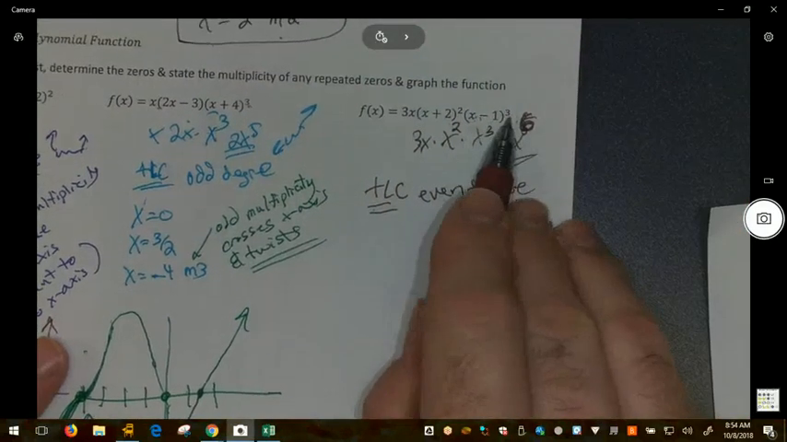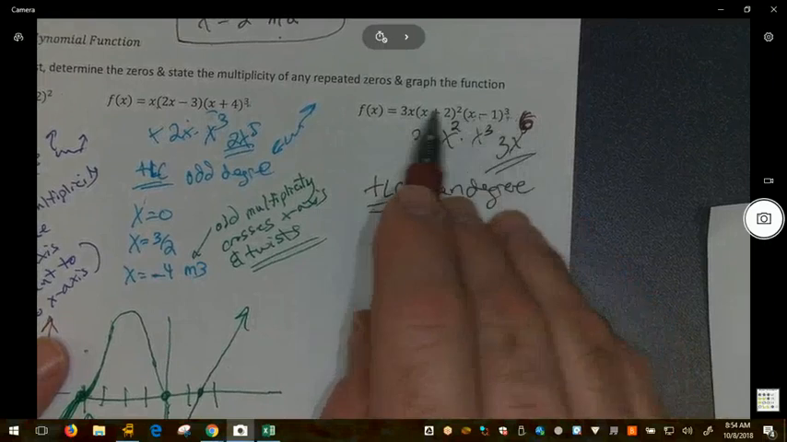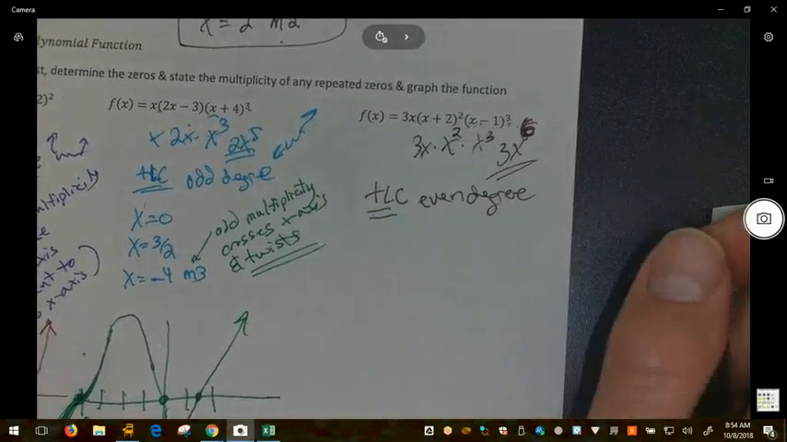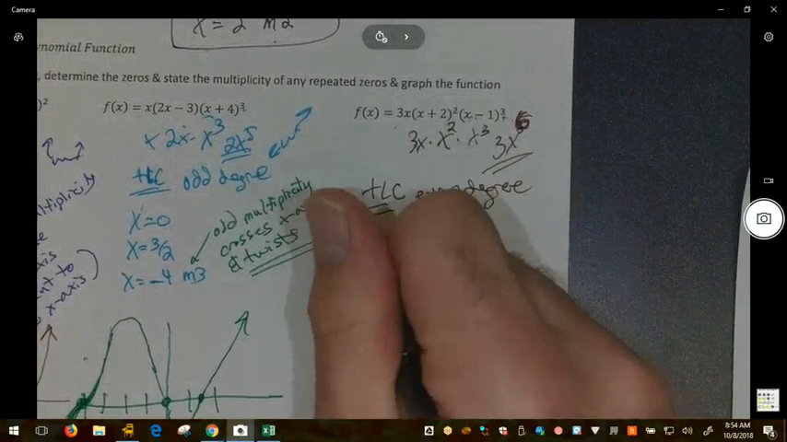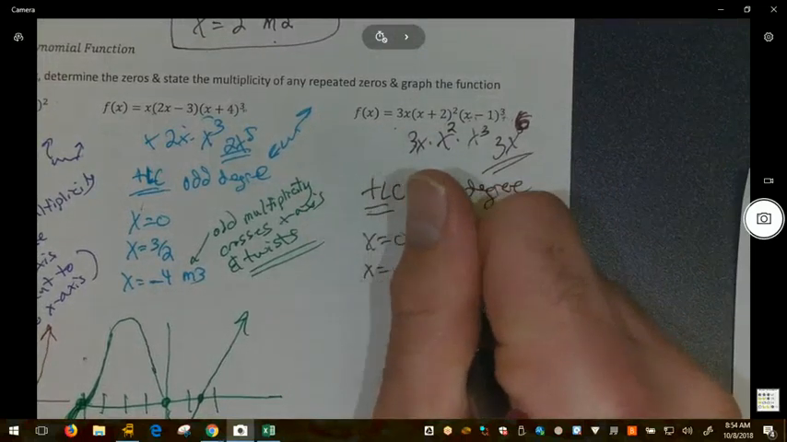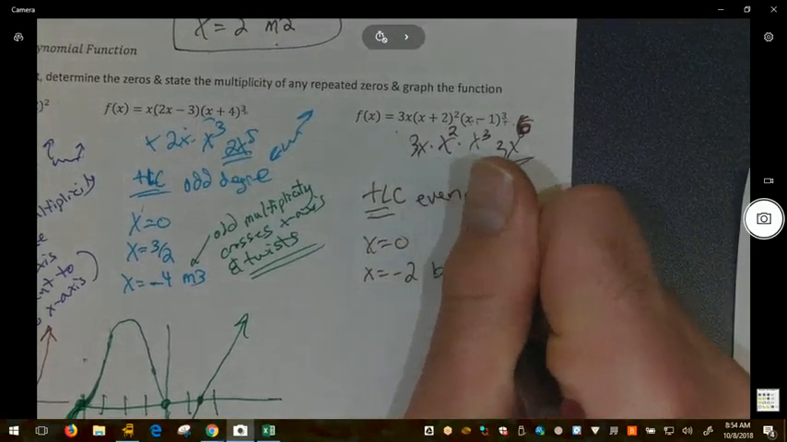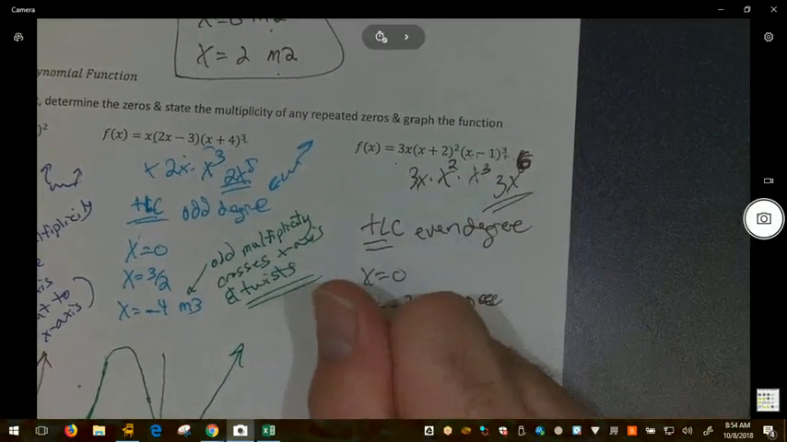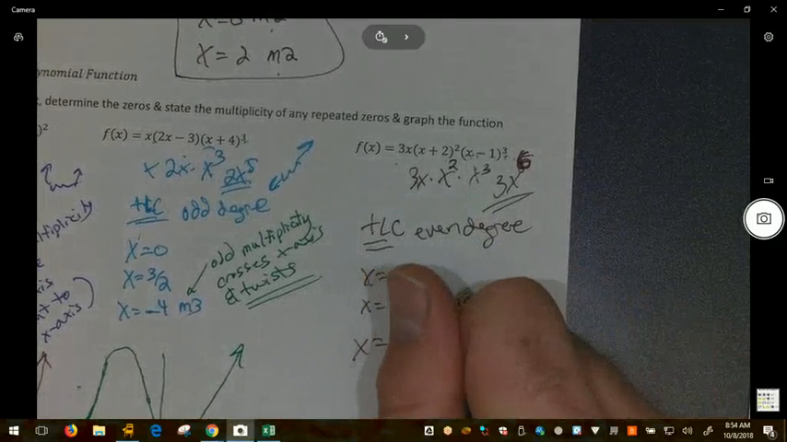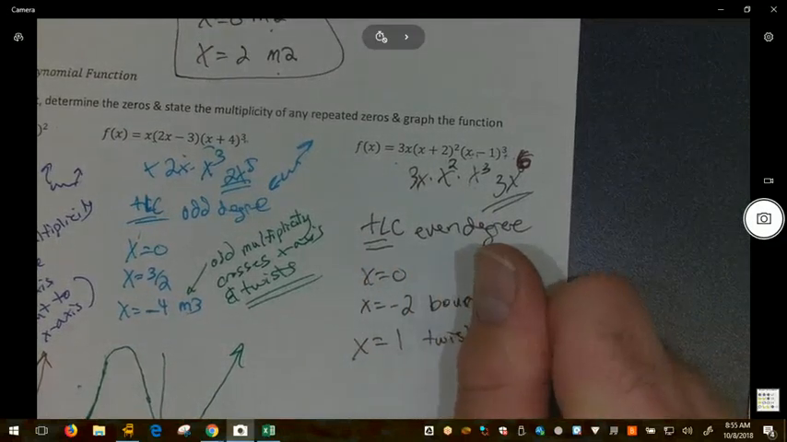This time we're going to have a twist for this odd multiplicity and a bounce for this even multiplicity. So we have x equals 0, x equals negative 2, and there will be a bounce, which we don't have to label, we'll be able to see on the graph, and x equals 1, where there will be a twist because of the multiplicity of 3.